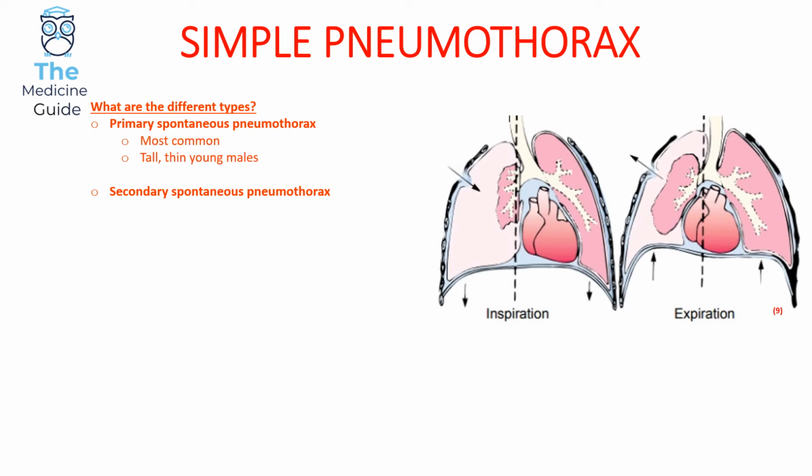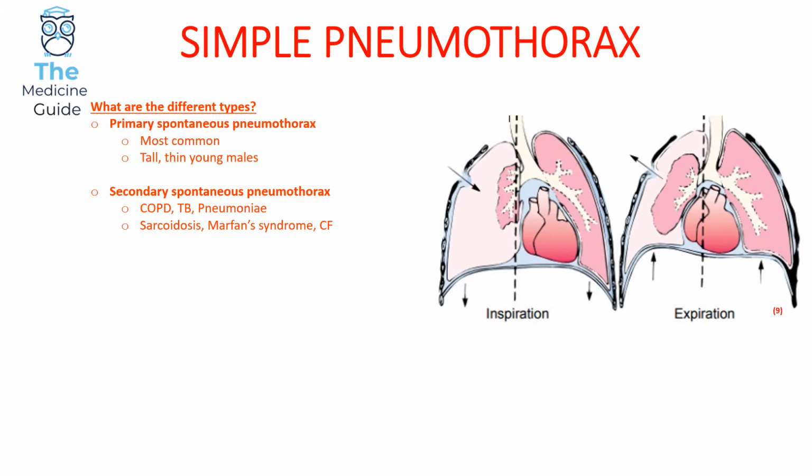Now, the different types of a simple pneumothorax involve a primary spontaneous pneumothorax and a secondary spontaneous pneumothorax. A primary spontaneous pneumothorax occurs most commonly in tall, thin young males, so they won't have any underlying congenital conditions, cardiac conditions, or respiratory conditions. Unfortunately, these tall, thin young men are prone to suffering from a primary spontaneous pneumothorax.